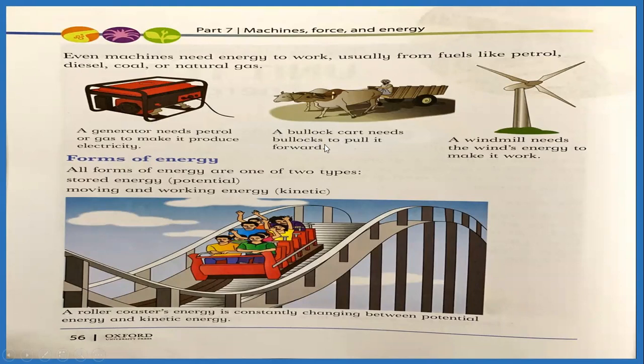And then a bullock cart needs bullocks to pull it forward. It means the bullocks exert a force to move the cart. There is energy in the bullocks, that's why they can move this cart. A windmill needs the wind's energy to make it work. How does the windmill work? With the energy of wind. Wind moves this and then it can do its work.